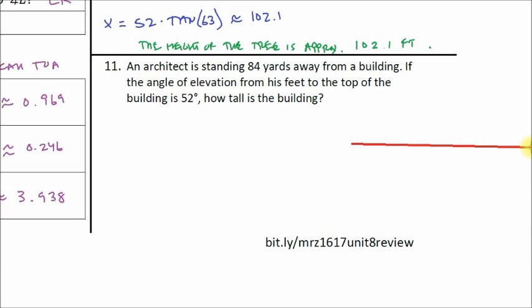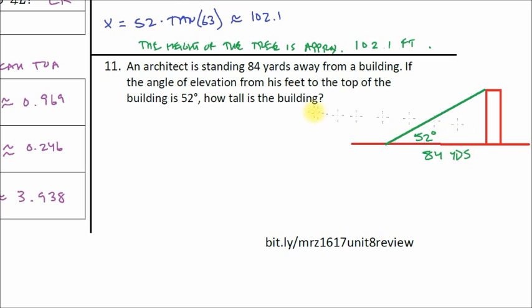So let's do that. I'm going to go ahead and draw the ground. Let's put a building here, just a little simple building. And we're standing 84 yards away from the building, and then we have an angle of elevation. So I'm going to draw an angle of elevation. And let's label that. So I've got 52 degrees, and we are standing 84 yards away. And it looks like they're asking us how tall is the building?